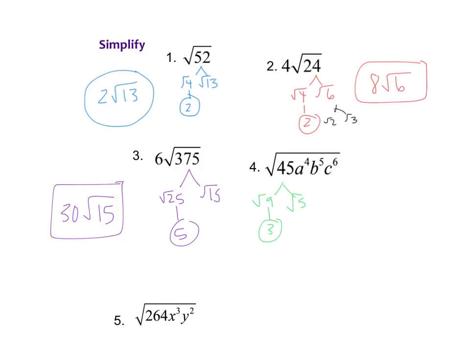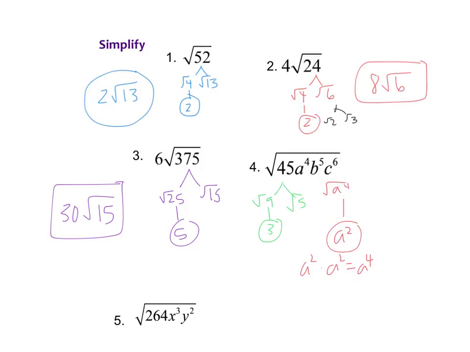So now let's go ahead and look at the variables. a to the 4th is even, so you can just slice that exponent in half and take out an a squared, because a squared times a squared equals a to the 4th. You add exponents with the same base.